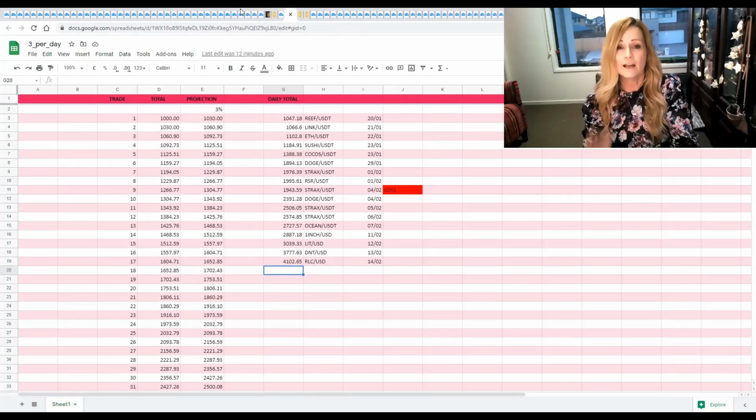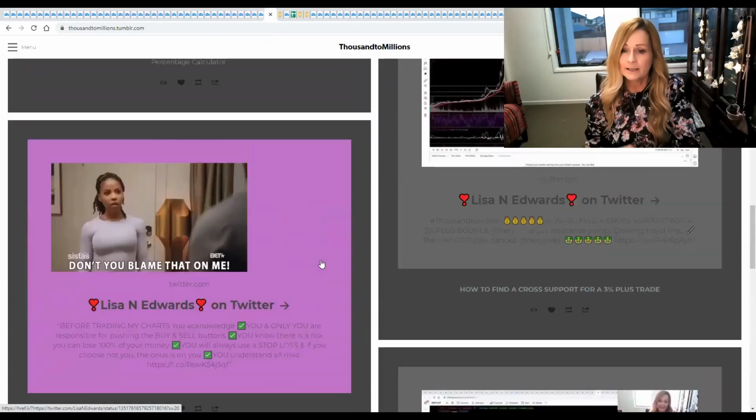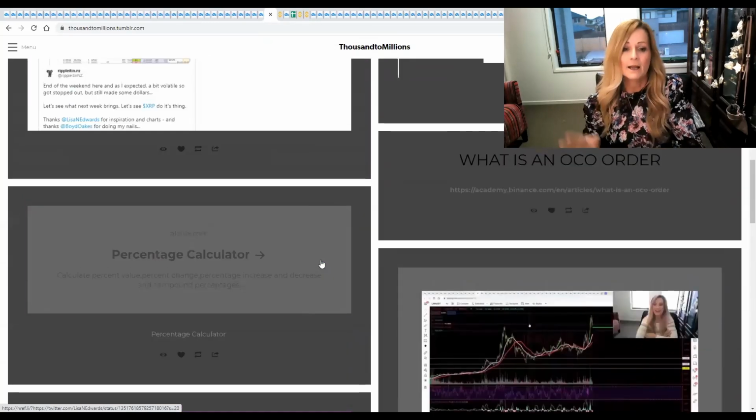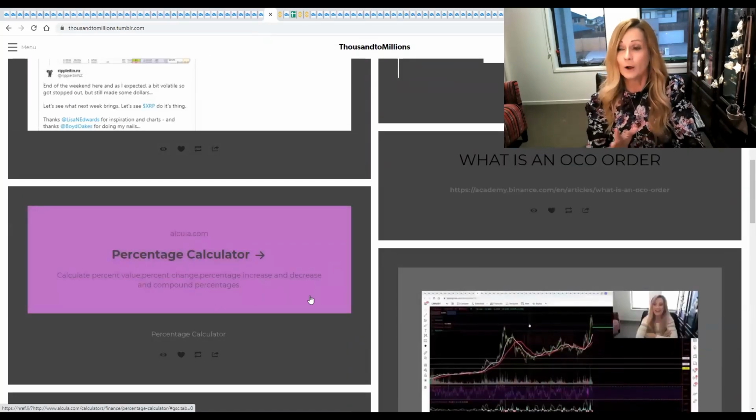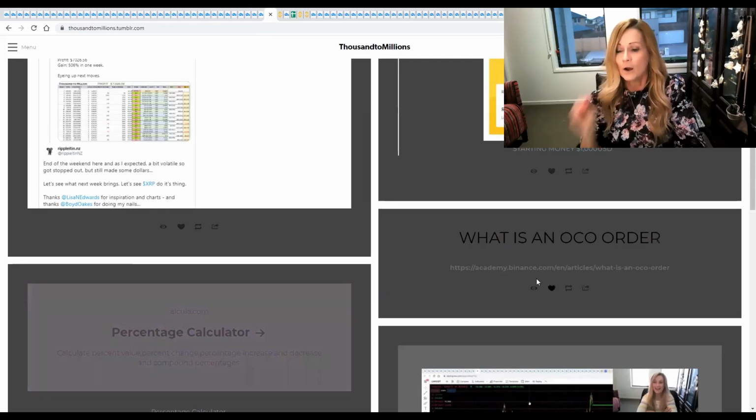So go to 1,000 to millions, set up your Binance account. I recommend it being a clean one. It doesn't need to be. On Twitter, I post daily charts, so you can enter any of those charts as long as you find a cross support, because the cross support is going to save you money. Once you've entered that trade, open an OCO order. So that means that you've got a sell point and a stop loss at the same time, so you don't have to micromanage that trade.